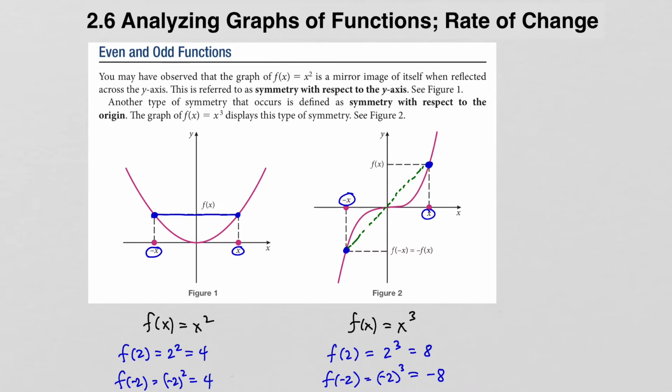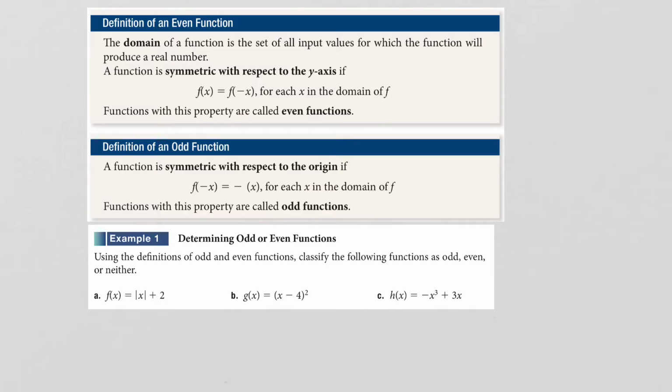All right, so now we will go to an official definition. The official definition for an even function is that a function is symmetric with respect to the y-axis if f of x is equal to f of negative x for each x in the domain. Functions with this property are called even functions. And the definition of an odd function is a function is symmetric with respect to the origin if f of negative x is equal to negative f of x for each x in the domain. And functions with this property are called odd functions.